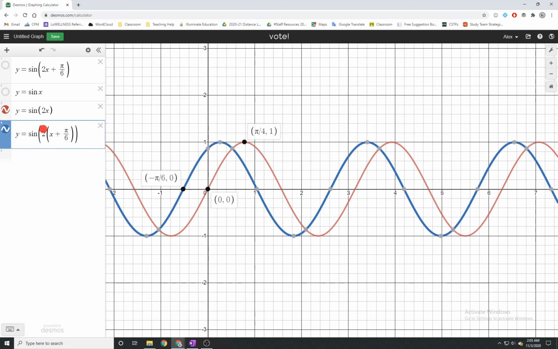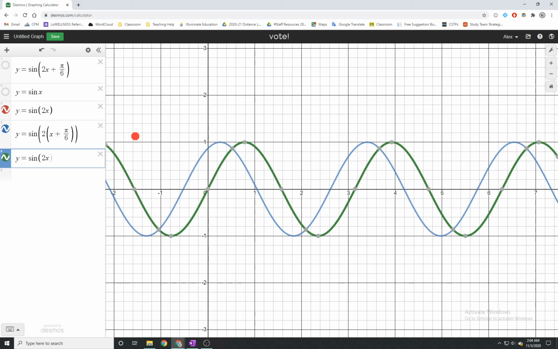However, if we were to distribute, the graph would actually be 2 times x is 2x, and then 2 times pi over 6 would be 2 pi over 6, or pi over 3. But that's not the graph we're looking for. So we need to go back to the drawing board.